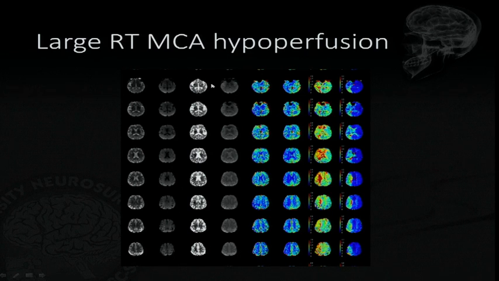And if you see, you get this column view with the diffusion and the blood flow and blood volume, mean transit time, and Tmax. And you can see here the big MCA perfusion defect on the right side. ACA was probably getting collateral from the ACOM.